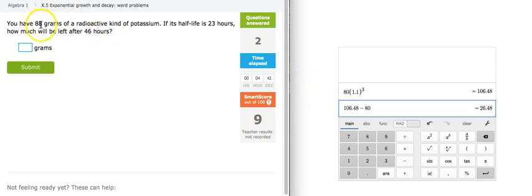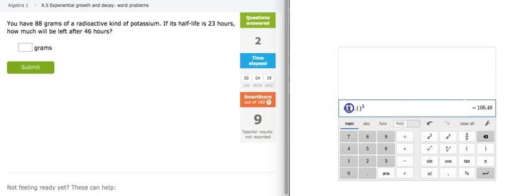We'll fix it. Okay, you have 88 grams of a radioactive kind of potassium. Half-life is 23 hours. How much will be left after 46 hours? Okay, so we have 88 grams. It's half-life, so that means you're going to be chopping it in half. So 0.5. And then how many times do you chop it in half? Well, you chop it in half every 23 hours, and 46 hours is going to go by. So how many chops happen?